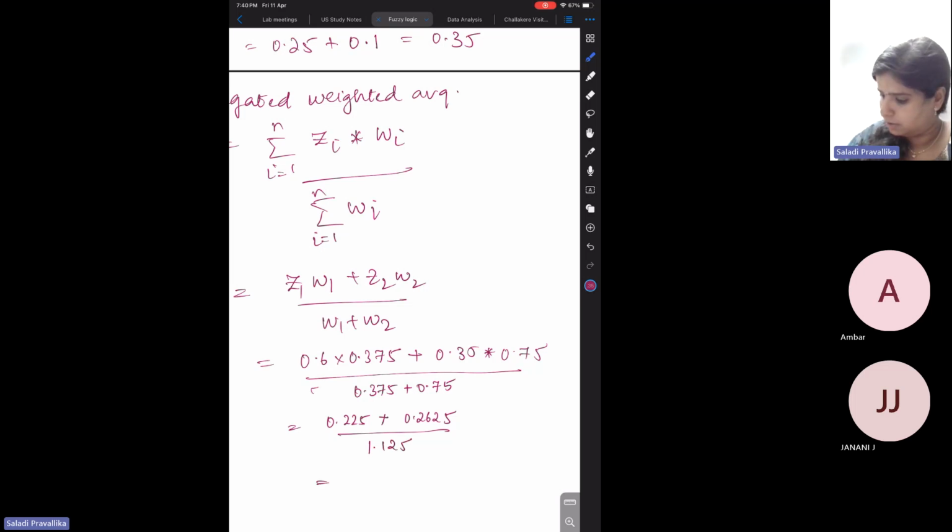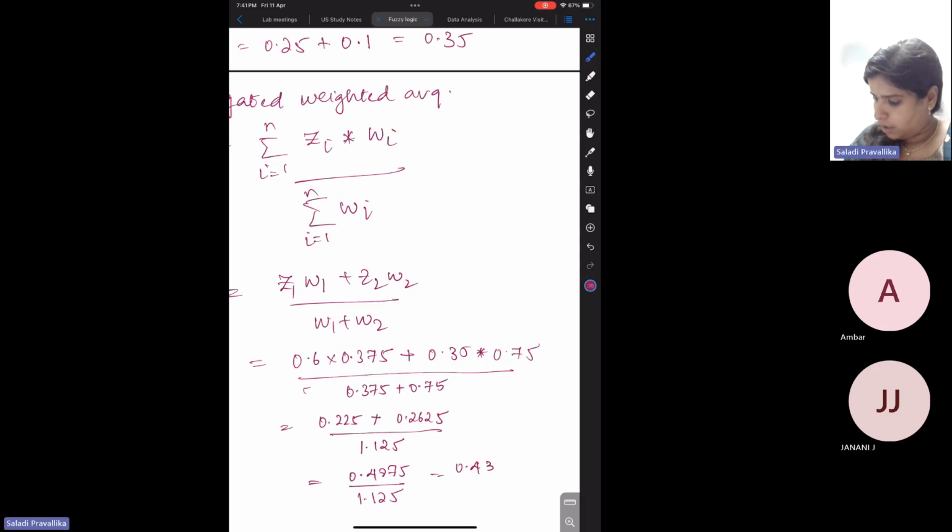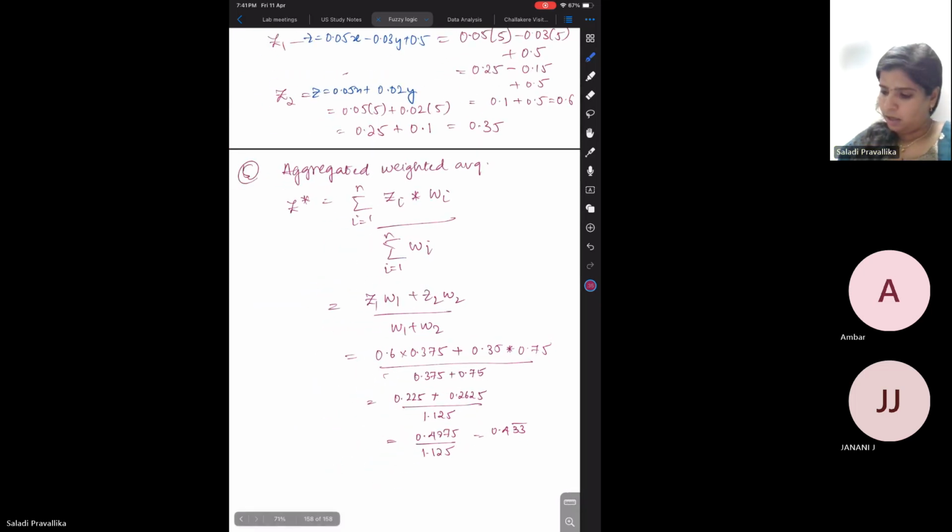In the numerator, it's 0.225 plus 0.2625, which is 0.4875, divided by 1.125, which is equal to 0.433 bar. Janani and Amber, both of you are right. It's 0.433 bar. So this is how we find the aggregated weighted average.